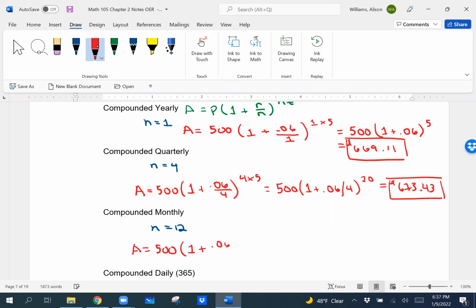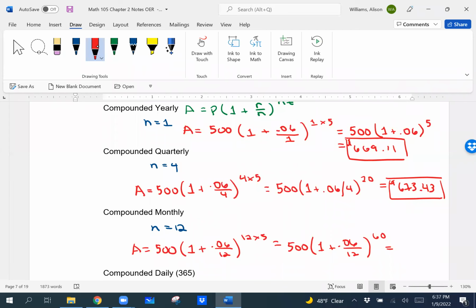And of course, I'm sure you're getting the hang of this. You don't have to necessarily write it all out, but I want to have it all written nice and neat so you see what it is I'm going to plug into the calculator. Divided by 12, all raised to the 60. That's 12 times 5 is 60. So go ahead and plug that into your calculator.